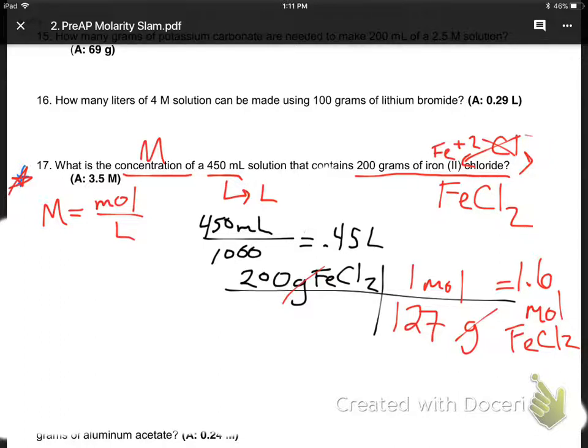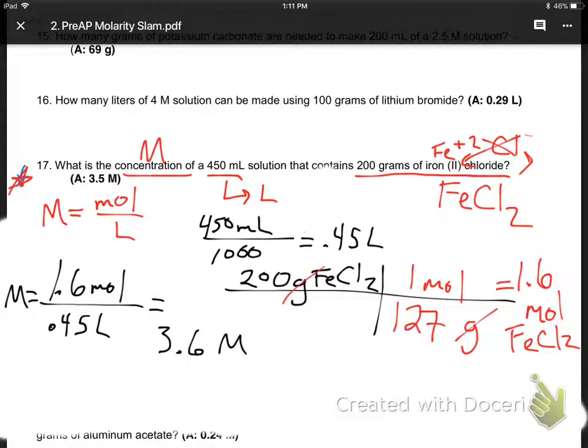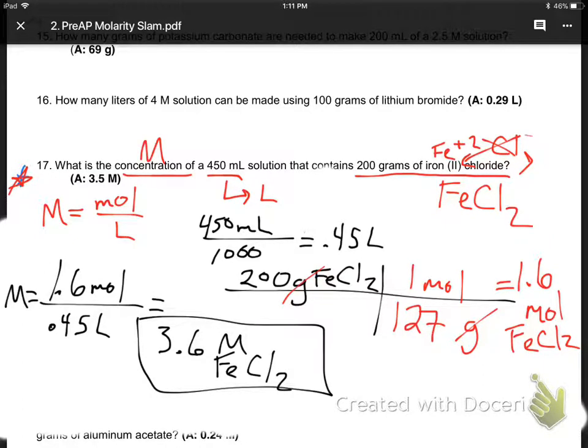All right. So now I have moles and now I have liters. So then I just plug them in. 0.45. Ooh, I almost went the wrong way. Moles divided by liters, Waldron. 1.6 moles divided by 0.45 liters. All right, so 1.6 divided by 0.45, and I get 3.5. So let's just round it up to 3.6 molarity of course, FeCl2 solution. There you go.